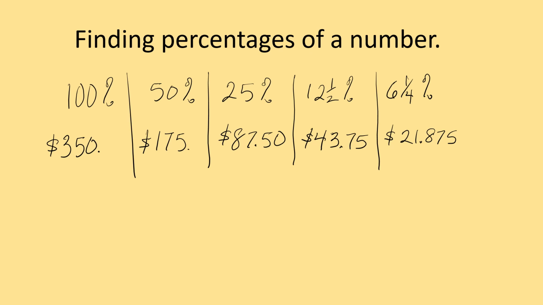12.5% of $350 is $43.75, which again is a half of one half of one half, or half of 1/4. And finally, if we wanted to get 6.25%, we could just take half of the 12.5%, and that would give us $21.87, and rounded off, we would say 87 cents or 88 cents, depending on whether you're receiving the money or giving the money. But that's a story for another lesson.